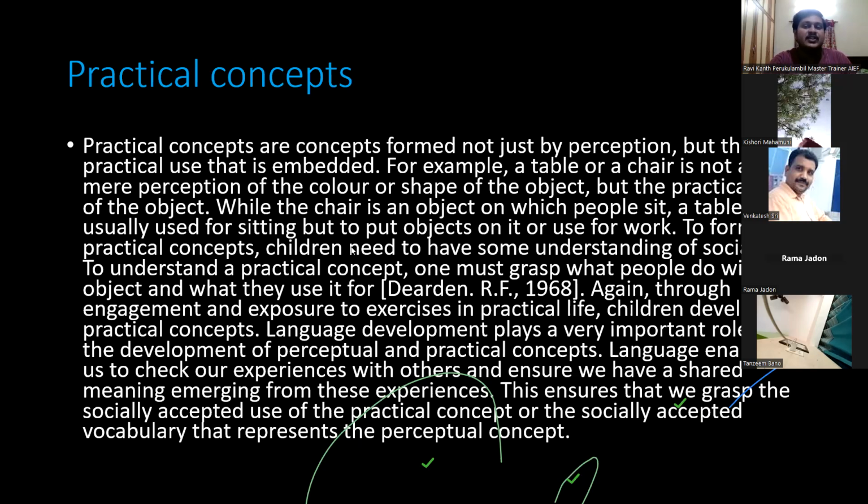While the chair is an object on which people sit, a table is not usually used for sitting, but to put objects on it or use for work, isn't it? Many a times the color of a table and chair are the same because we buy them together. But the child will understand by observing that on a chair people sit basically, and a table is used to put things. To form practical concepts, children need to have some understanding of social life. To understand a practical concept, one must grasp what people do with an object and what they use it for.